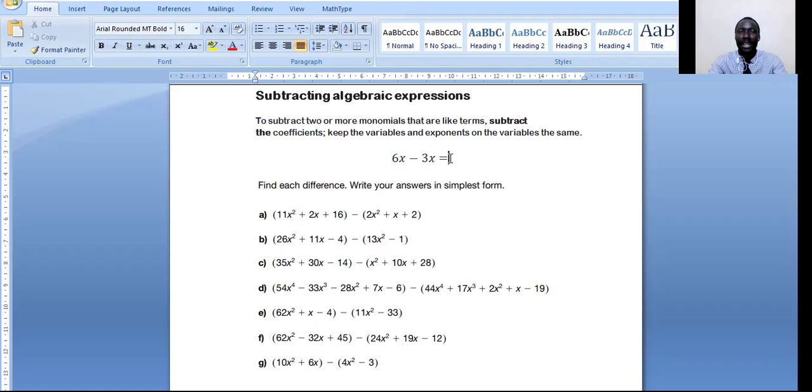And because of that, if we are required to subtract, what do we do? We only subtract the numbers in front. It's like from 6 we subtract 3. You see that? From 6 we subtract 3. And what do we get there? Well, when we subtract 3 from 6, we get a 3. And now this x, we just leave it like that. We don't do anything to disturb it.